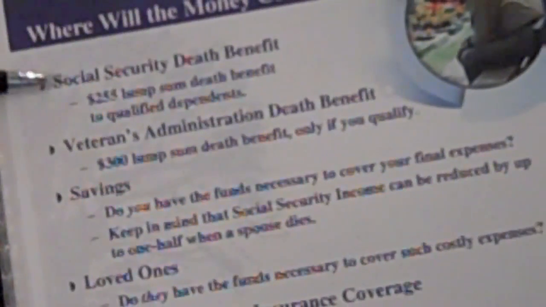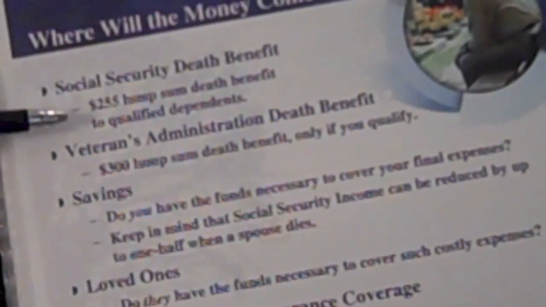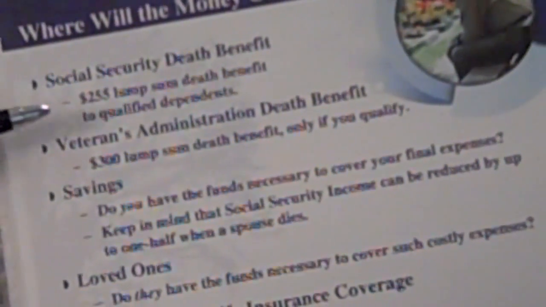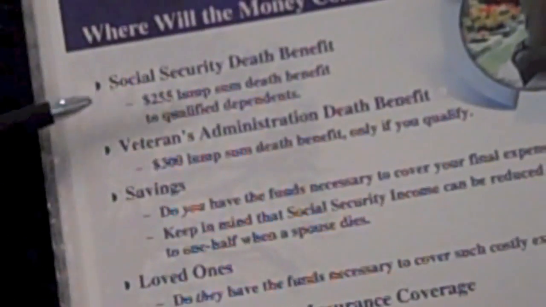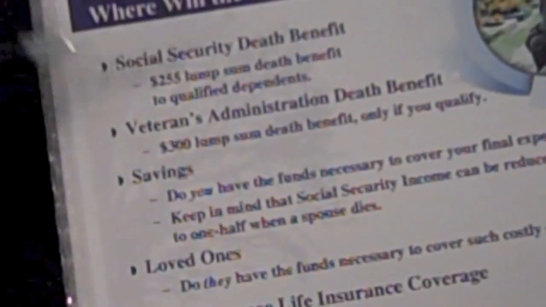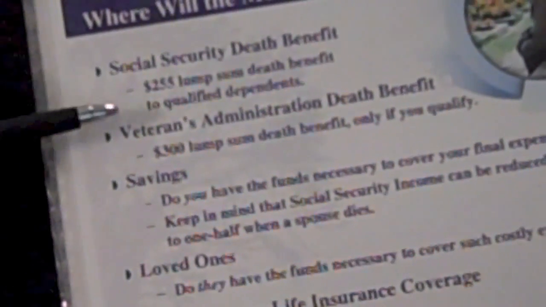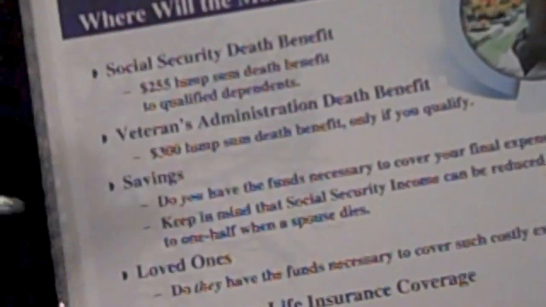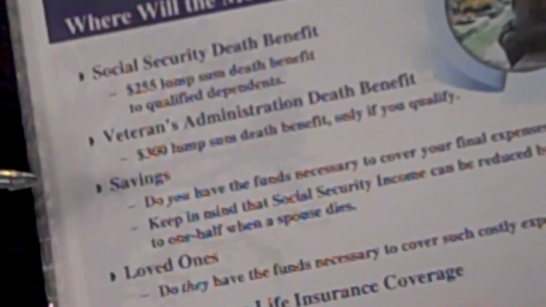From here, depending on the client, depending on how much knowledge you have to share with the client, you can share with them the Social Security death benefits to a qualified dependent. What a qualified dependent means, and there's no need to go into a lot of huge detail, a qualified dependent is a living spouse. If there's no living spouse, Social Security pays nothing.